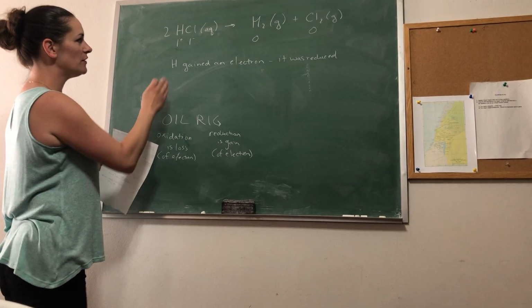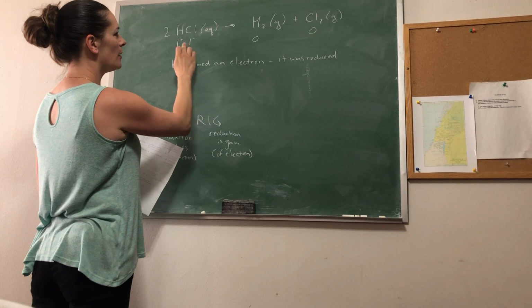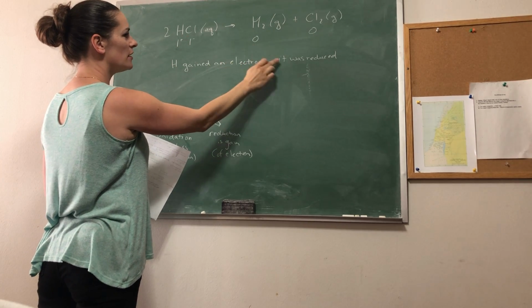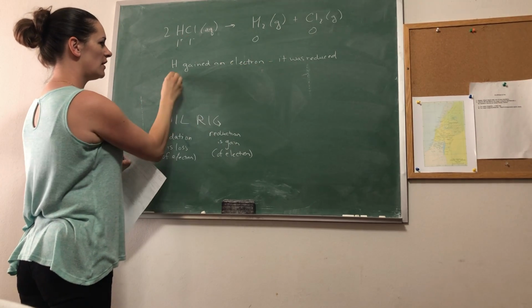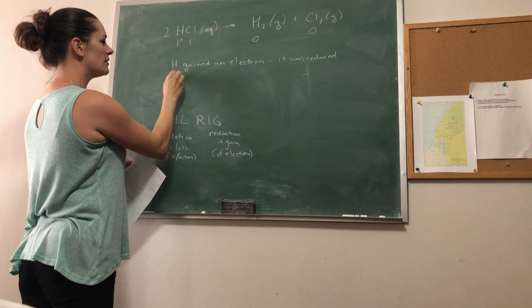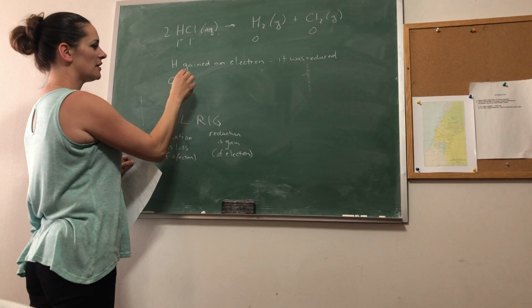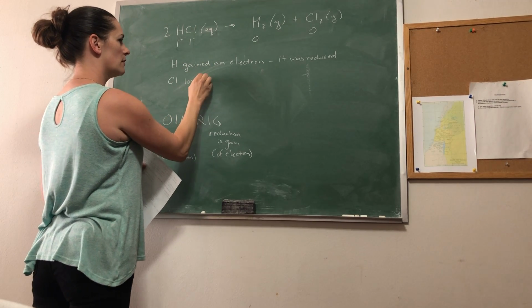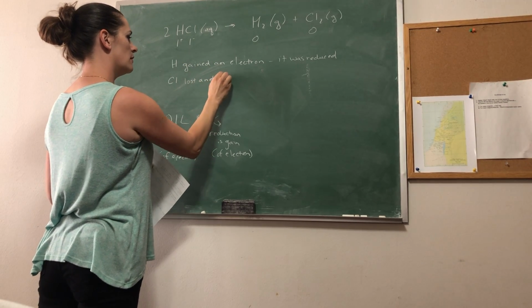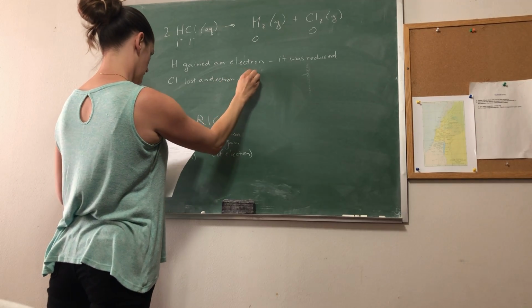So oxidation is losing an electron. Hydrogen gained an electron, so it was reduced. Reduction is gain. So the chlorine, what happened? Chlorine was negative, now it's 0, so it lost an electron. So it was oxidized.